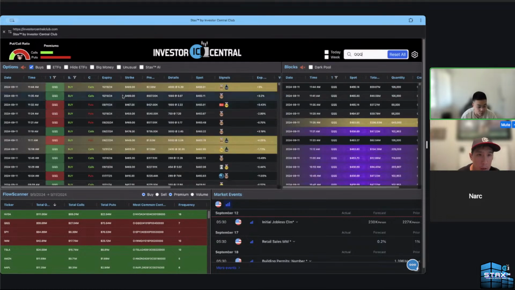Dude, these QQQs just came in too, on top of that. October 18th, 2.5 mil, 480 strike, out of the money. These are two orders that I bet you are the same. To be honest with you guys, I'm expecting to squeeze a nice gap up and run in the very near future.